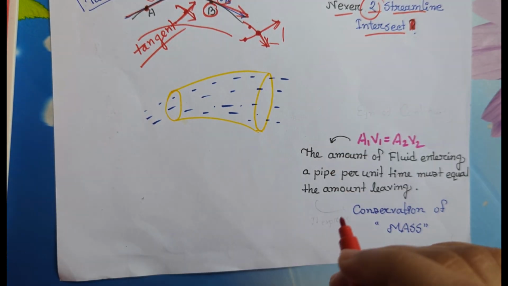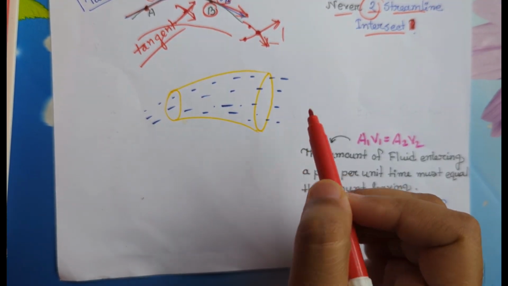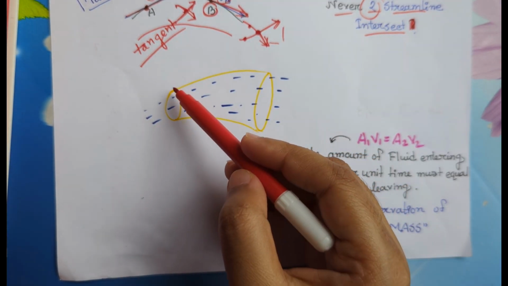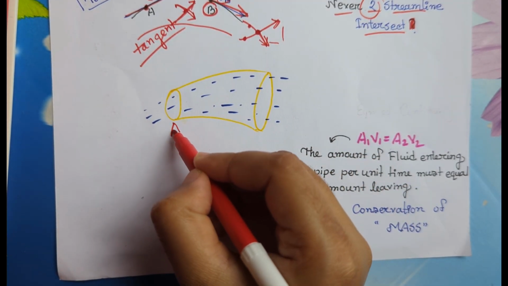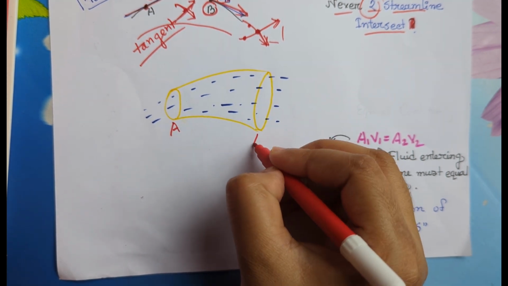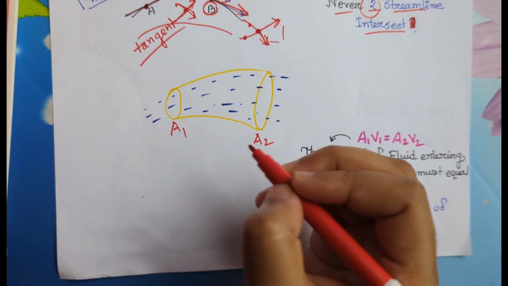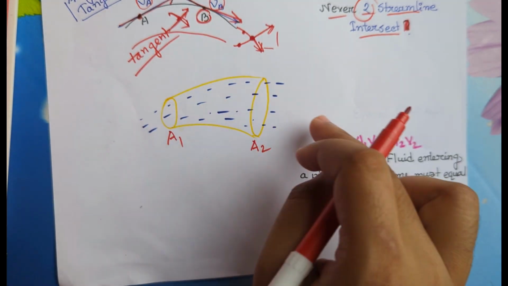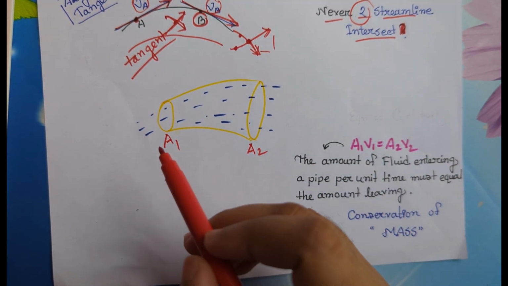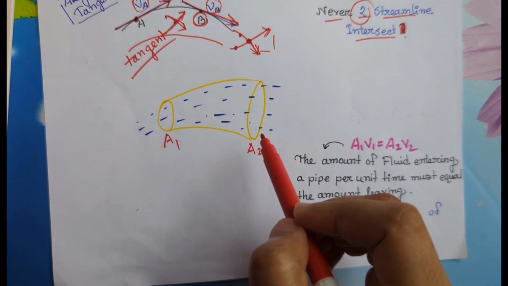Now let's see the equation of continuity. Suppose this is a tube or tunnel, and this is a cross-sectional area A1, and this is another cross-sectional area, A2. Suppose water flows through the tube and this A1 area is smaller than A2.